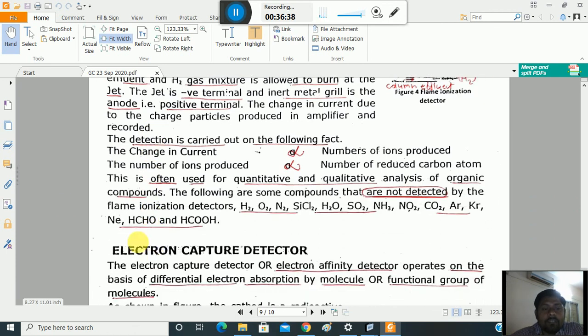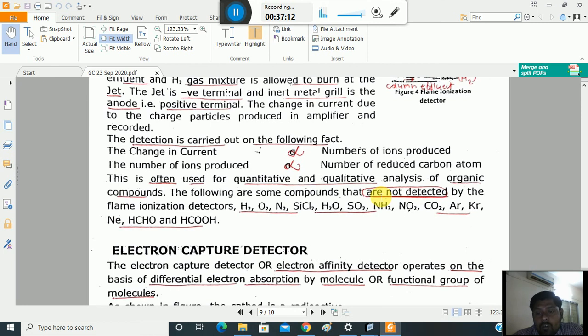The detection is carried out on the following fact, that change in current is directly proportional to the number of ions produced. If one ion is produced, one electron is there, so there is an increase of one electron. If two ions are there, then it gives two electrons, and those two electrons are responsible for the change in current. The number of ions produced is the number of reduced carbon atoms. This is often used for quantitative and qualitative analysis of organic compounds.